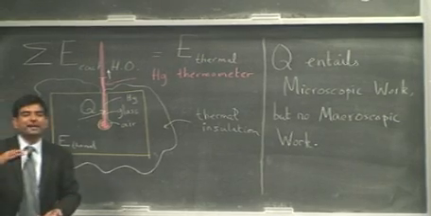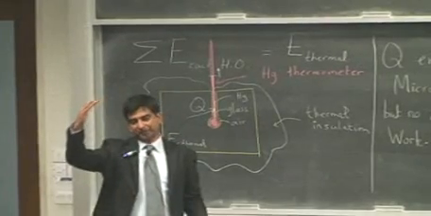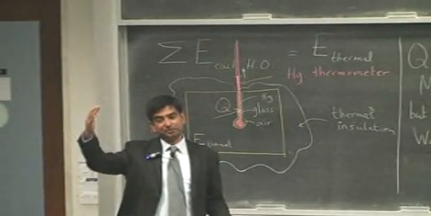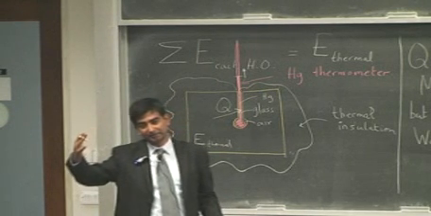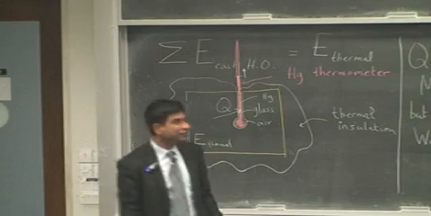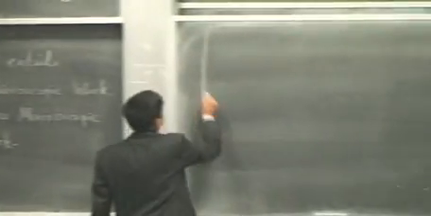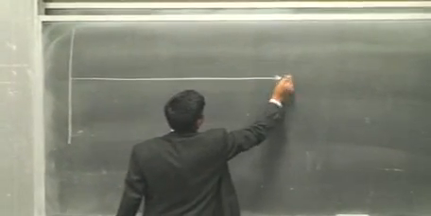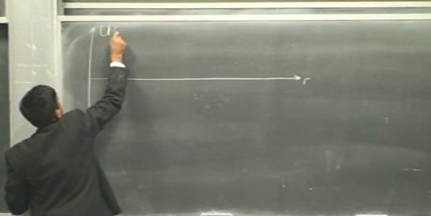Now the mercury column expands. Why does the mercury column expand? We know its thermal energy is going up, so we must have an explanation of why the column is expanding. Correct? So let's look at the potential energy curve again, the potential energy curve, U(r).